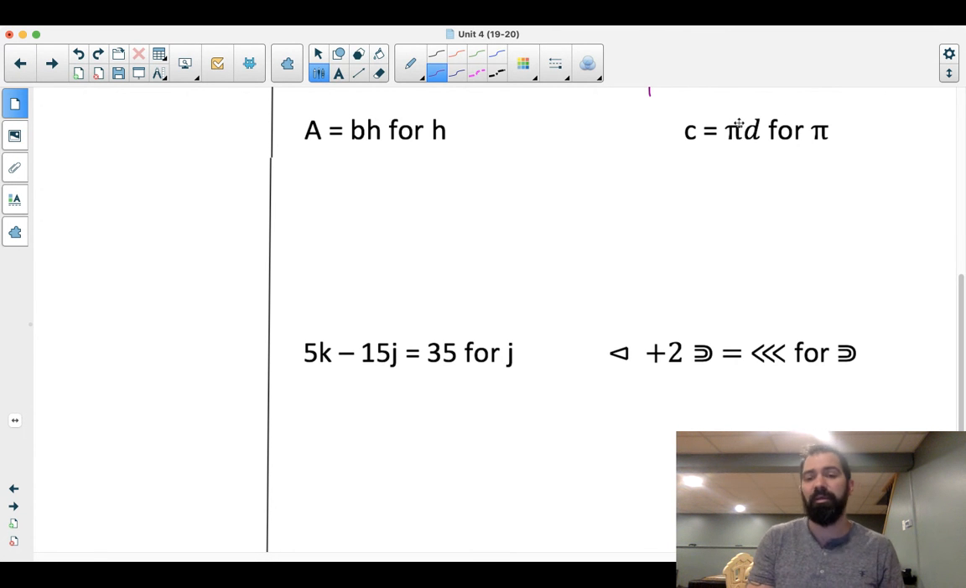But what if you didn't? How do you figure that out? Well, you take the circumference and you do something with the diameter and you have to figure it out. Let's check here. We want to solve for h.